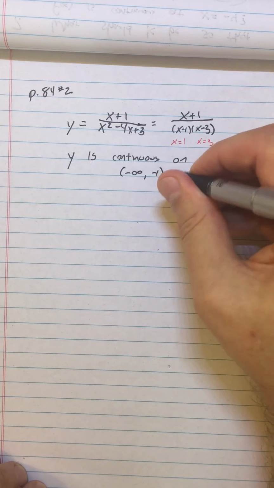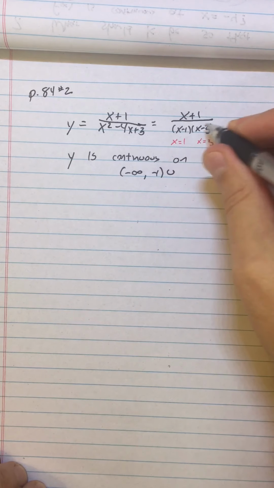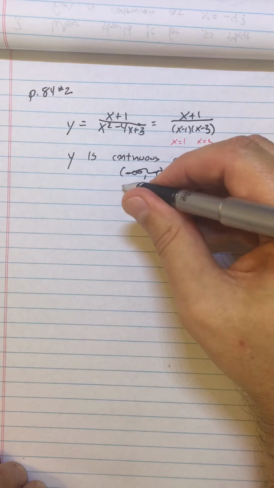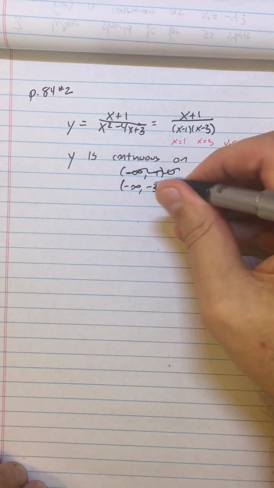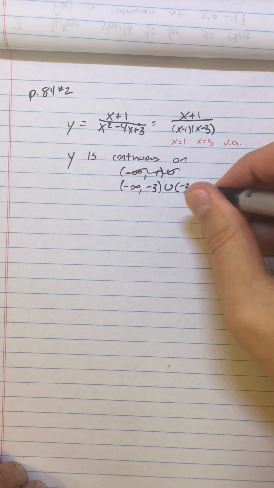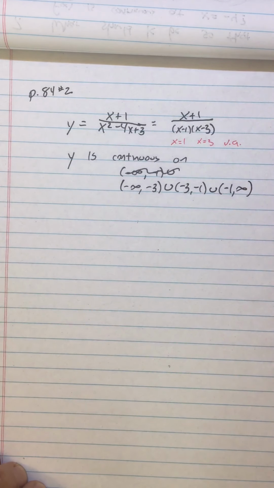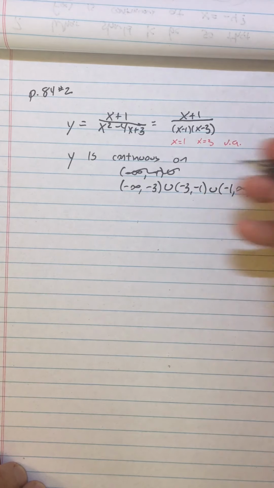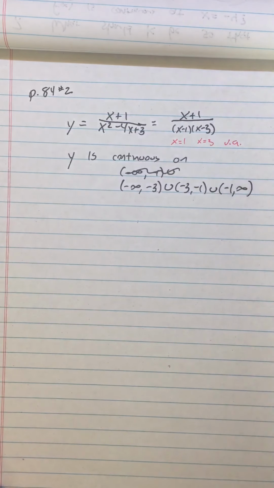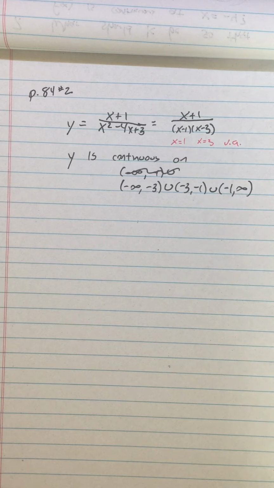All right, so y is continuous on -infinity to -3 union -3 to -1 union -1 to infinity. I guess the -3 comes first because it's smaller. So basically I've just left out the -3 and the -1 from the domain, and those give me the points where y is continuous. I can, by the way, say y is continuous on its domain. This is continuous for all functions where it's defined. All right, now the next part says and the points of discontinuity.